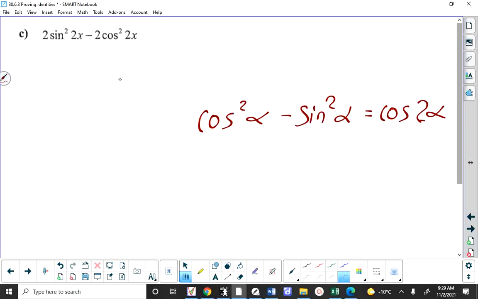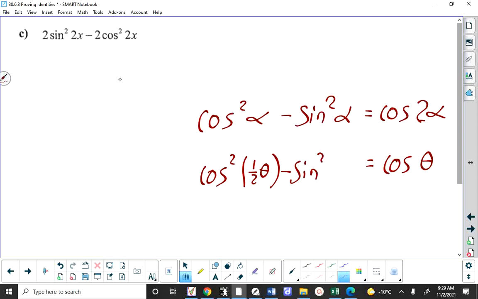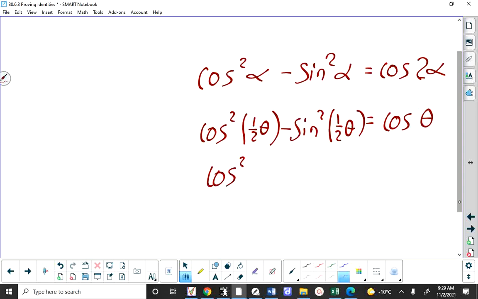So in reality, I could write cosine of theta equals cosine squared of 1/2 theta minus sine squared of 1/2 theta. It doesn't matter what the angle is. What matters is that the single trigonometric ratio has an angle in it that is twice the angle in each of the squared trigonometric ratios. So I could write as well cosine squared of 2x minus sine squared of 2x equals cosine of 4x.